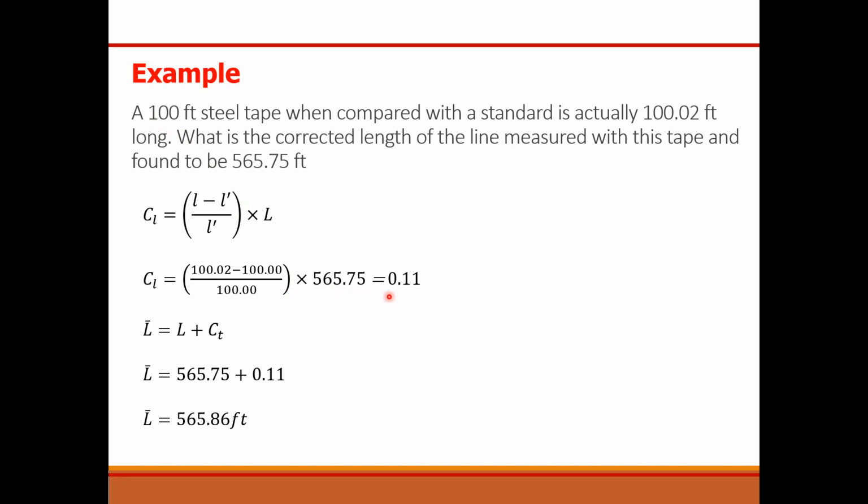Multiplying it by the measured value, we will get the answer 0.11 feet. Its value is in feet. So by simply adding this value to the measured value, we will get the final answer. It is the corrected value, 565.86 feet. Now see its reverse case.